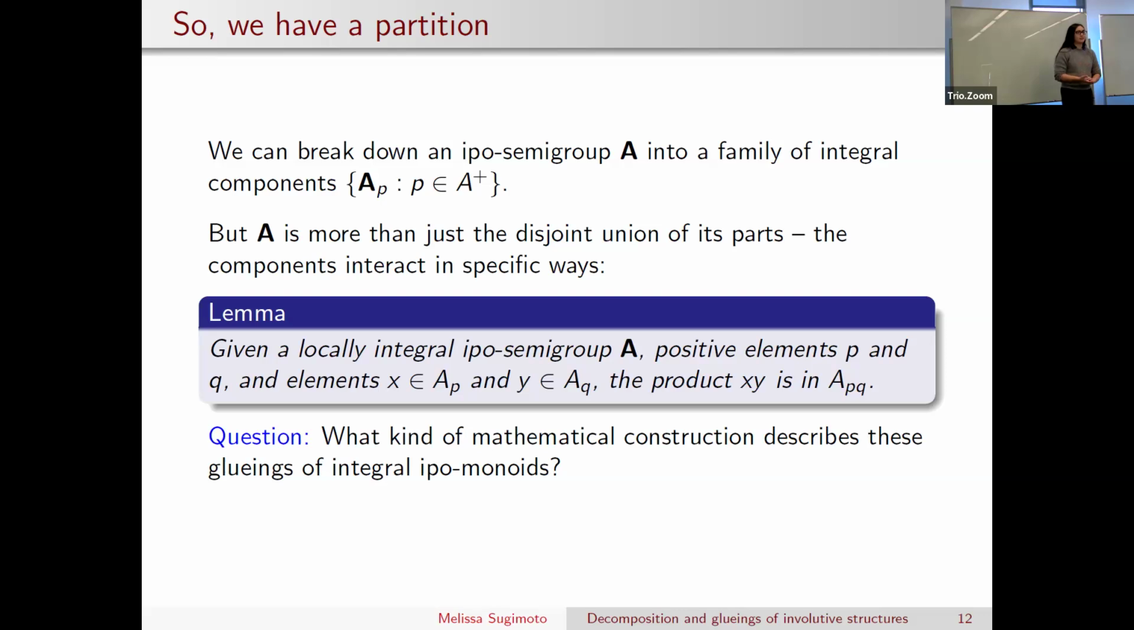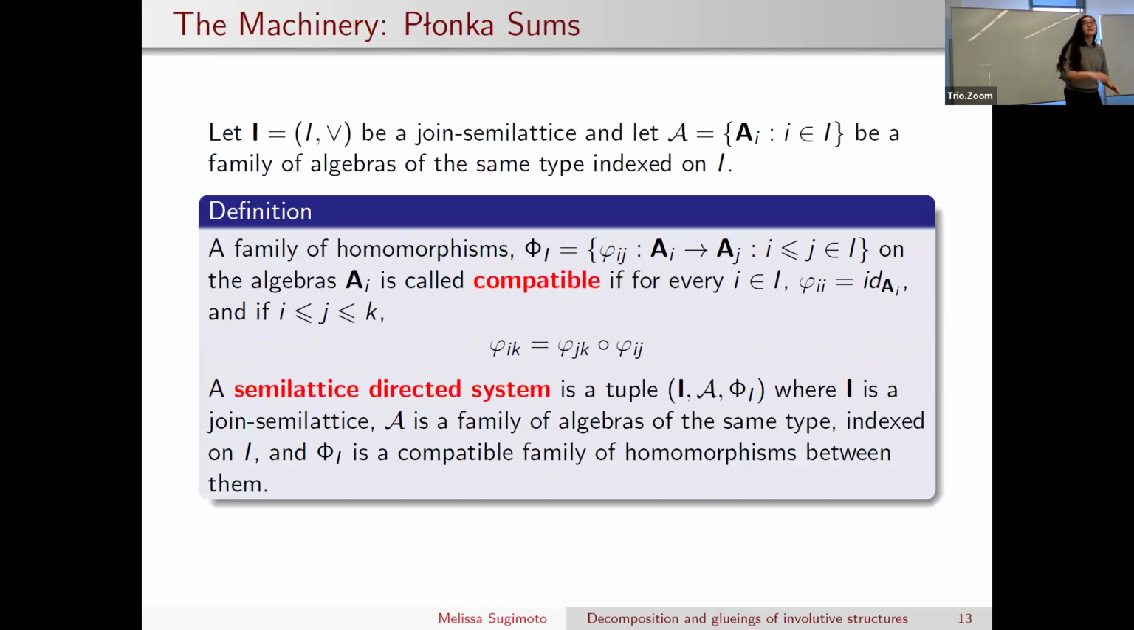So what we want to figure out is what mathematical construction will describe a way to break things down into these integral components and then put them back together and get what we started with. I will spoil the answer. The answer is Płonka sums. And for those who may not be familiar, I will briefly go through and tell you what that means for us here. And we're going to begin with a join semilattice.